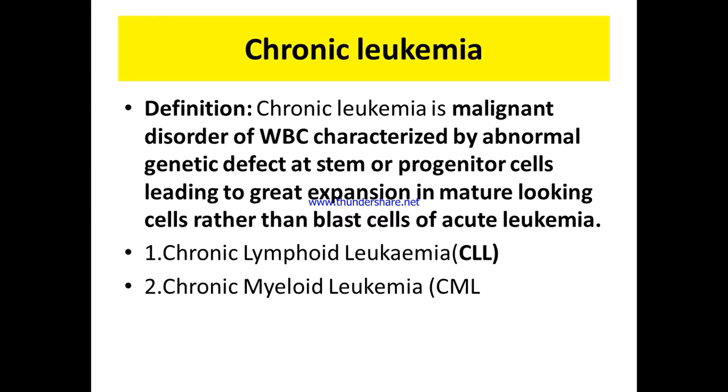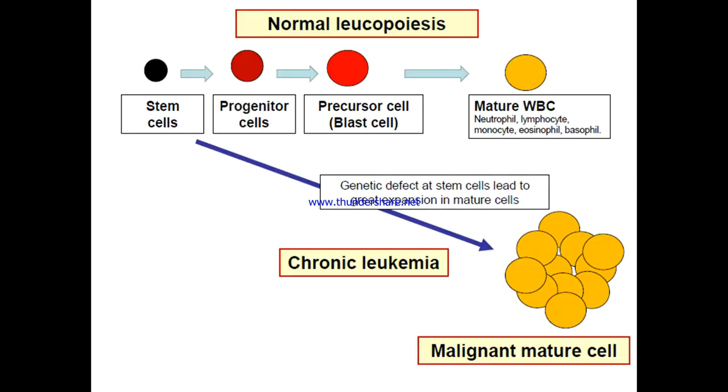What about the chronic leukemia? That means a chronic malignant disorder of the white blood cells characterized by abnormal genetic defect at the stem cells or progenitor cells. We have two types: chronic lymphoid leukemia and chronic myeloid leukemia. Also the same thing about the development from the stem cells. There will be no proliferation and maturation toward the mature white blood cells.